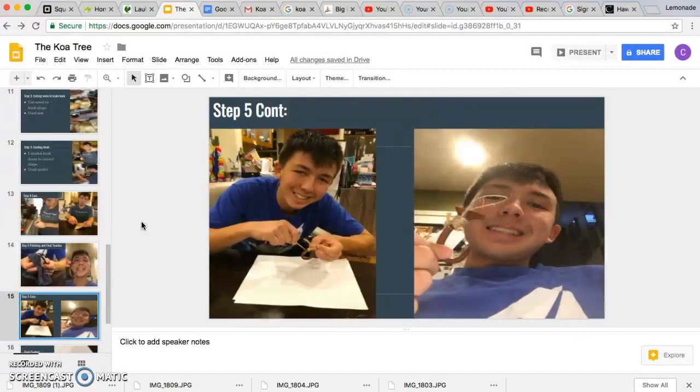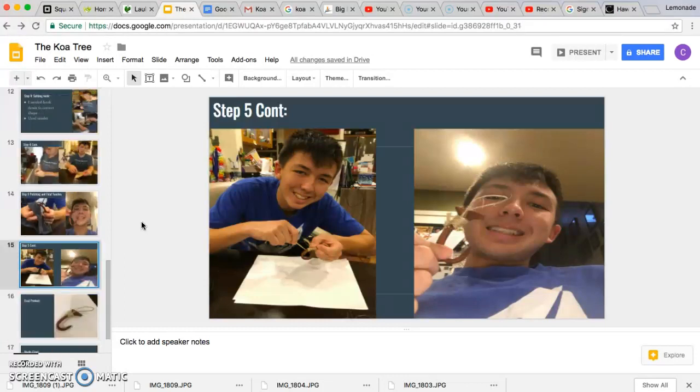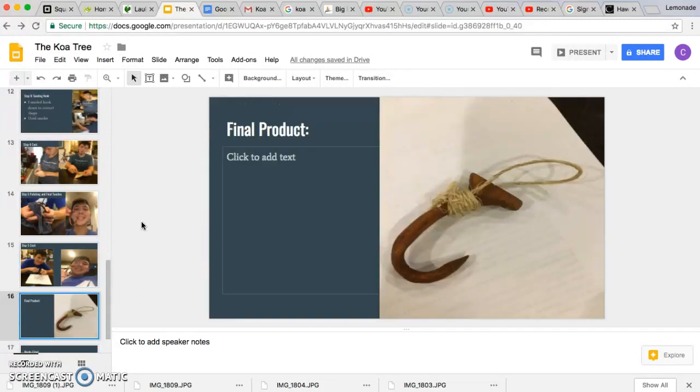As you can see here, I then tied a rope around it so it would resemble something that Maui once used to pull the islands together, as he did use a fishing hook. And then here is my final product. It is the hook, rounded out and sanded, and with the piece of rope on it to resemble Maui's hook. And this is the final part of my project, and that is what my hook looks like now.